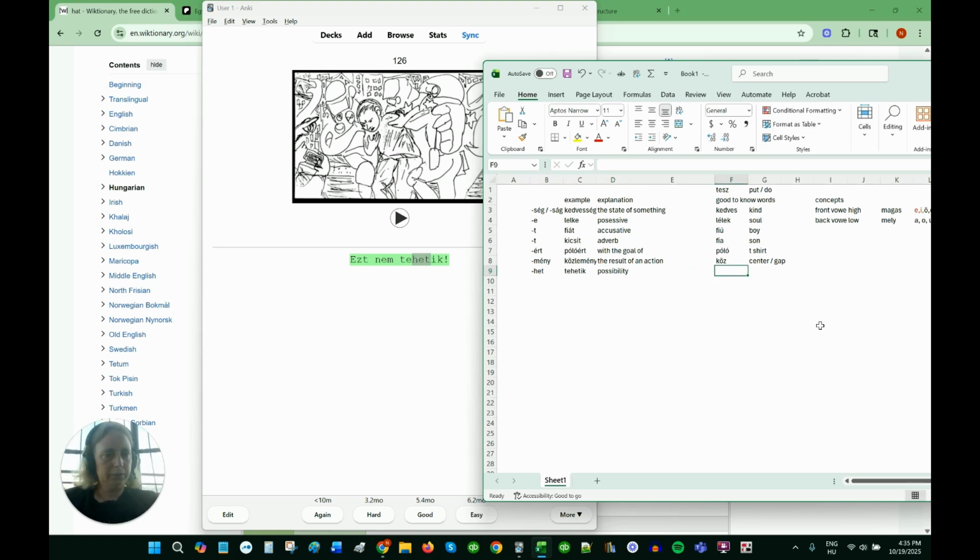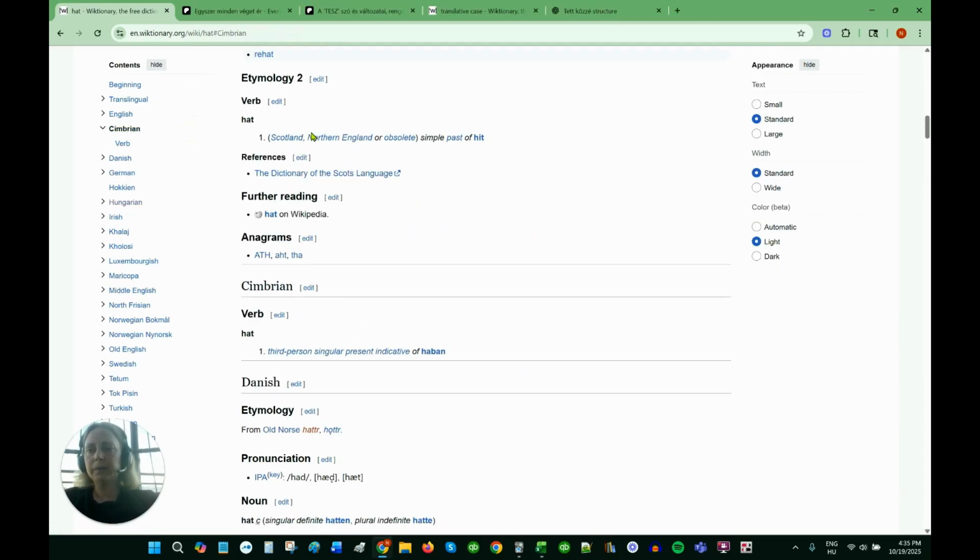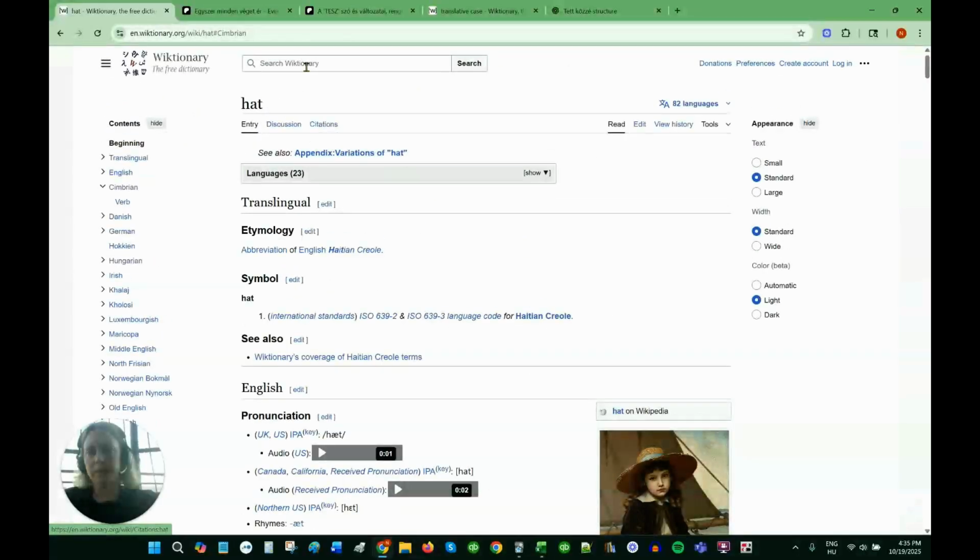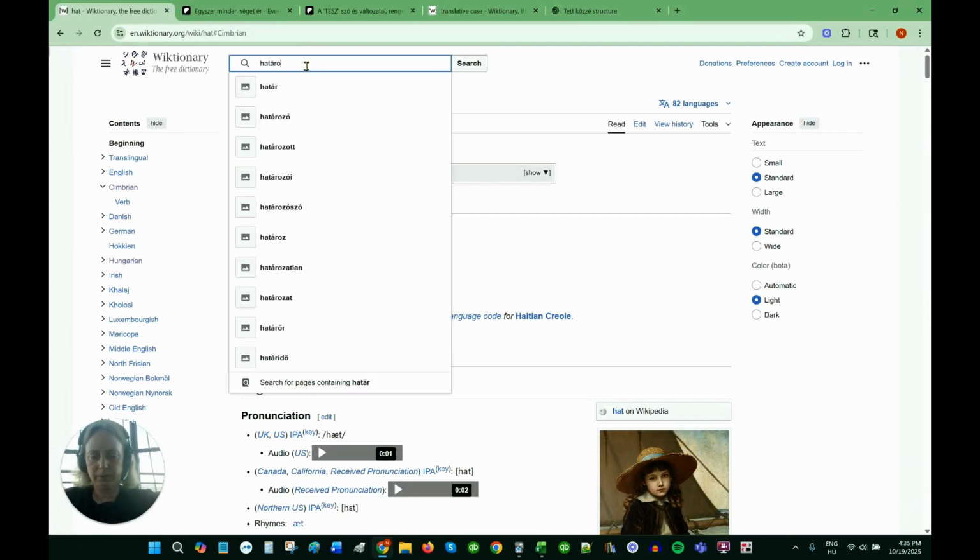And good to know words. Let's put an underline under that. Underlines under this, and an underline after this. The good to know word here is hatarozot. Hatarozot. That means definite, determined. And I didn't even look that up. Let's go look that up. Yep. Hatarozot.